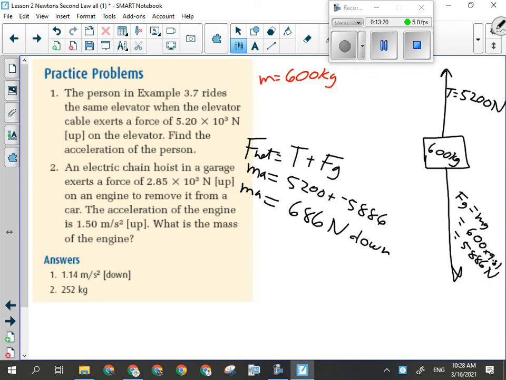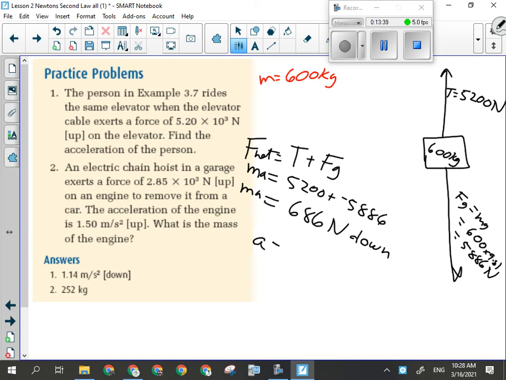All right, so now the elevator is being lowered. My net force is down. The cable still pulls up in order to do that. It just doesn't pull as hard as gravity, so that there's a net force in a downward direction.